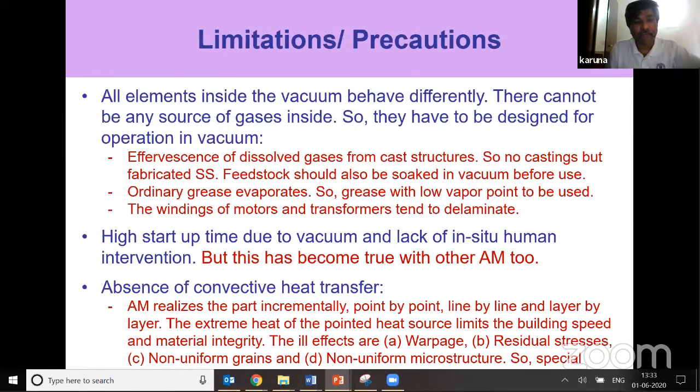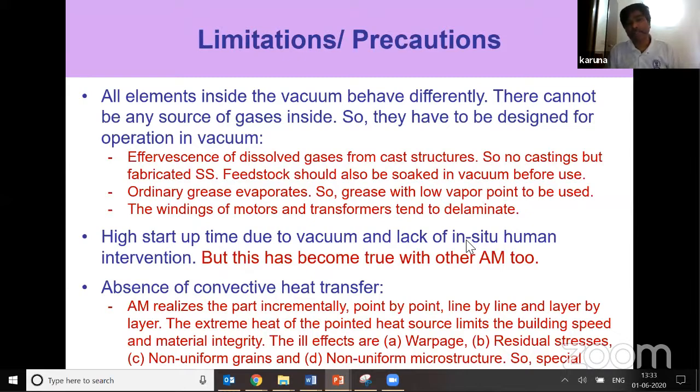So you have to wait till the vacuum builds up. The vacuum is extremely high. The gun requires a vacuum of 10 power minus 6 torr. One torr is one millimeter of mercury, so 10 power minus 6 millimeter of mercury. To build that kind of vacuum, it takes some time, at least 20 minutes to 30 minutes.